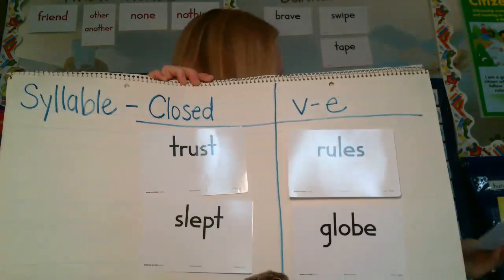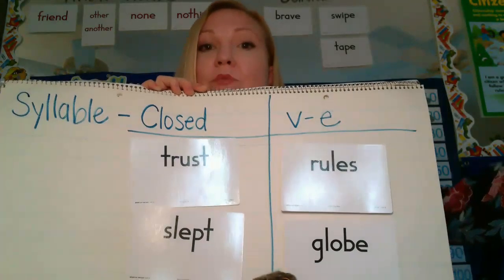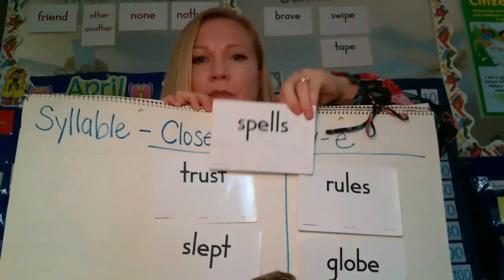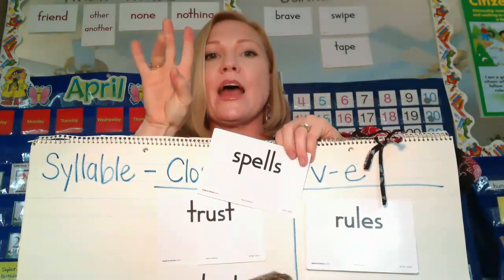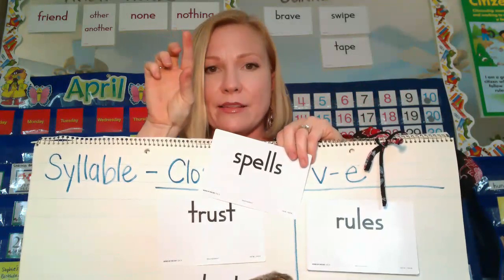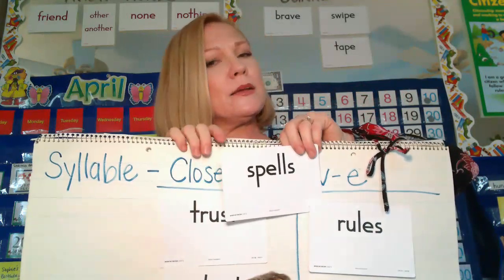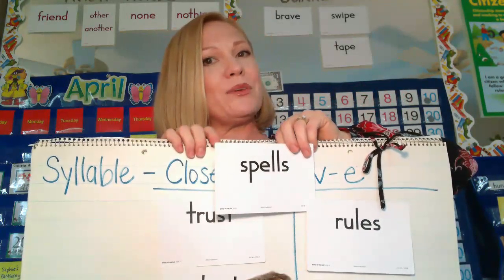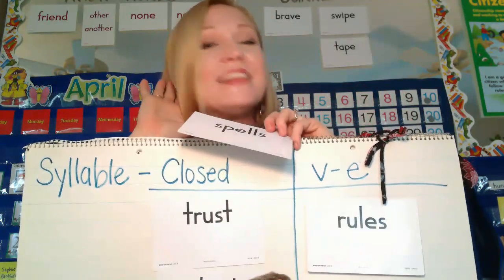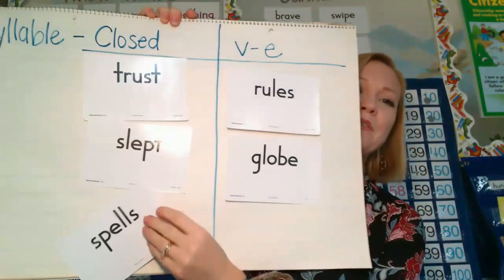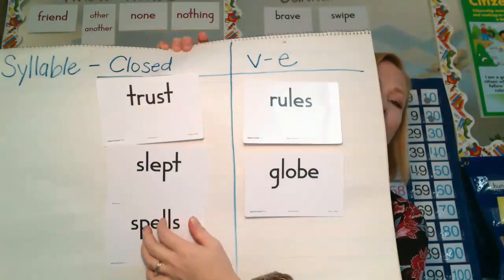And what about this one? This one has a suffix at the end. There's the S. Let's tap it. Apple spells. Vowel. Where does it go? Closed. You're right. It's a closed vowel word. Closed syllable word. One vowel.